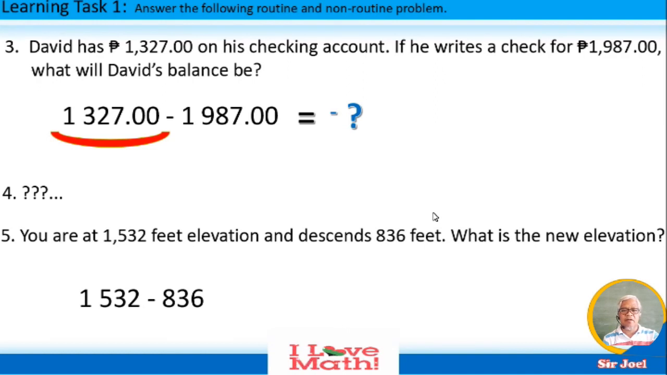So, if you look at the given signs, one positive, one negative. So, compare and like signs. Tama? So, ibig sabihin, 1,532 is bigger compared to 836, expected na ang sagot mo dito sa problem number 5 is positive integer. Okay?